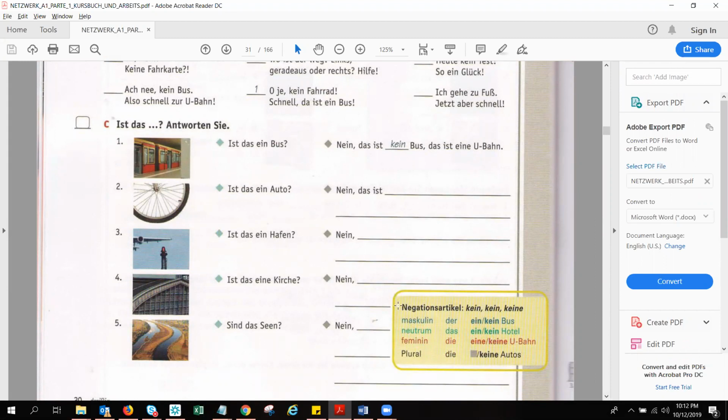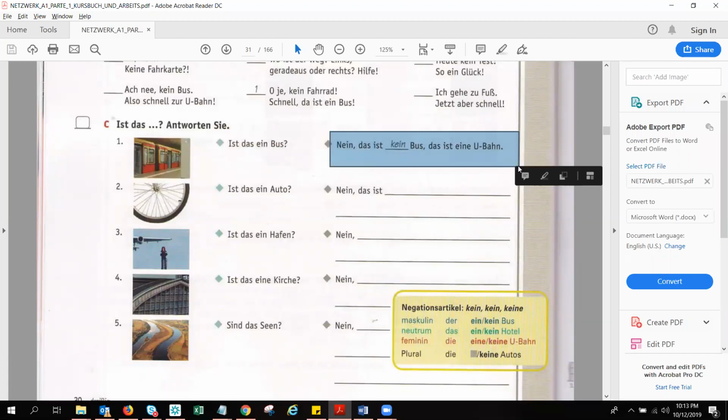Okay, so here it is written, which we have already done. There is a small exercise which we can practice. There is a picture, and the question is not related to the picture. Somebody is asking, is this a bus? And it's not a bus. So you have to say, no, this is no bus, this is a metro. So, ist das ein Bus? Nein, das ist kein Bus, das ist eine U-Bahn.